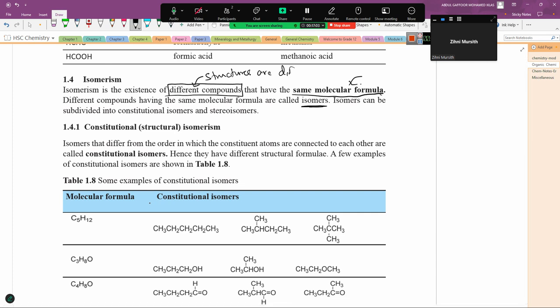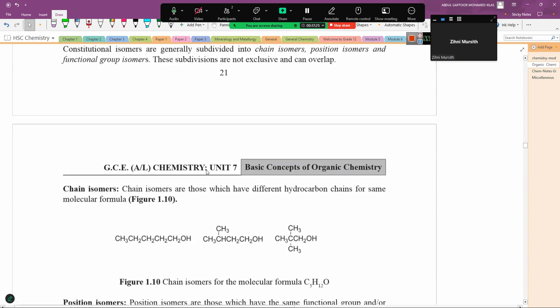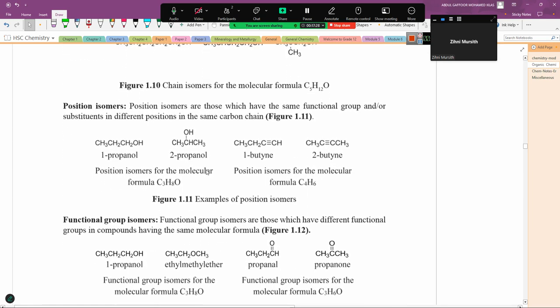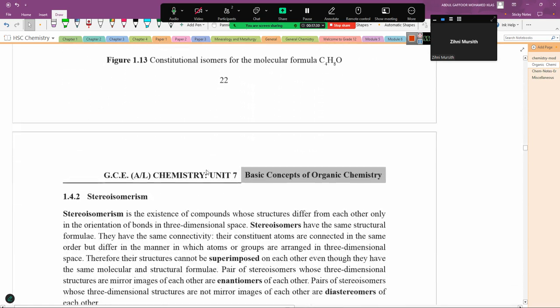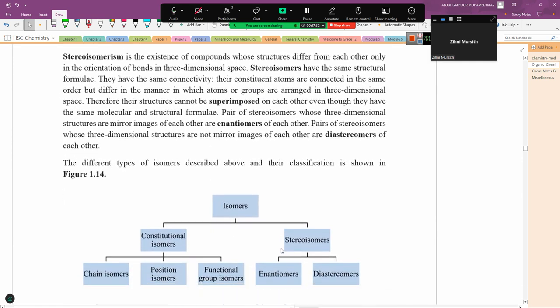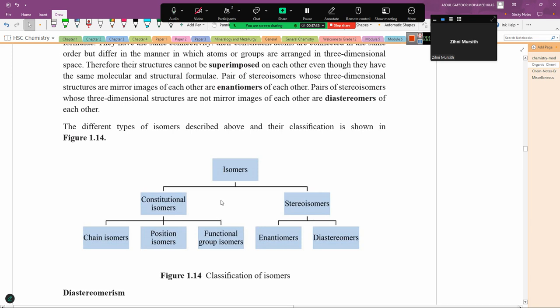Isomers can be subdivided into constitutional isomers and stereoisomers. Constitutional isomers differ only in the order of connection, and we have three types: chain isomers, functional group isomers, and position isomers. Under stereoisomers, we have enantiomers and diastereomers. This is the summary of what we are going to study now.